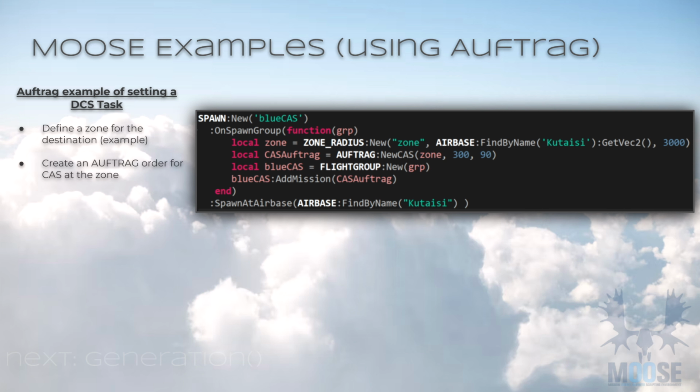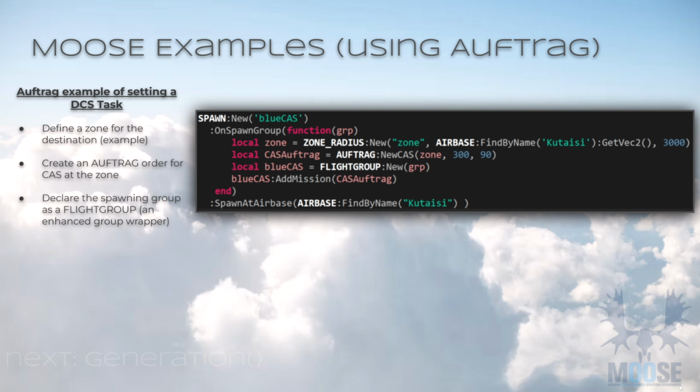We then create an OffTrack order. OffTrack is another word for task or mission, but we've run out of those words, so we've given it a new pretty name. And this OffTrack is a new CAS, where the parameters for that are accepting a zone, which we've just defined, and some speed and altitudes as such.